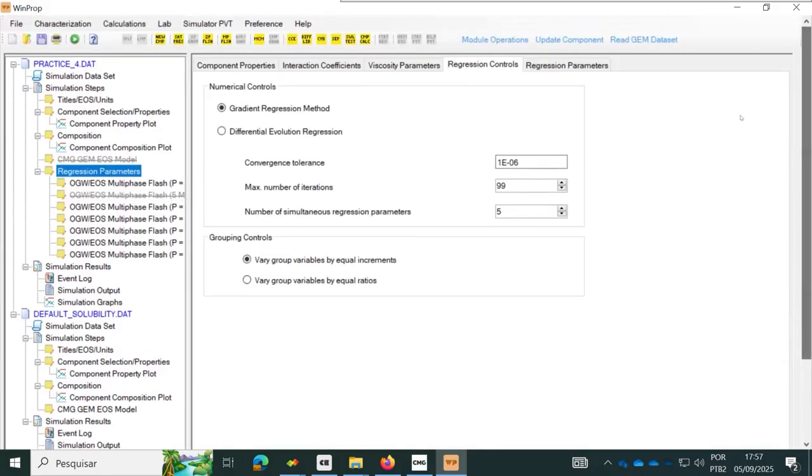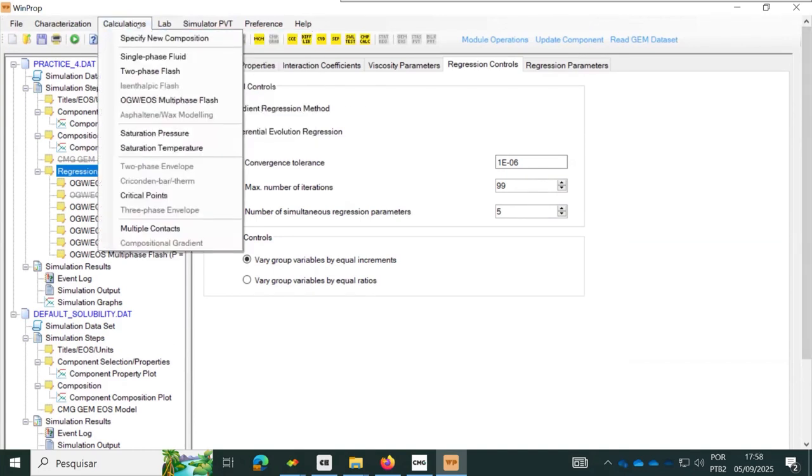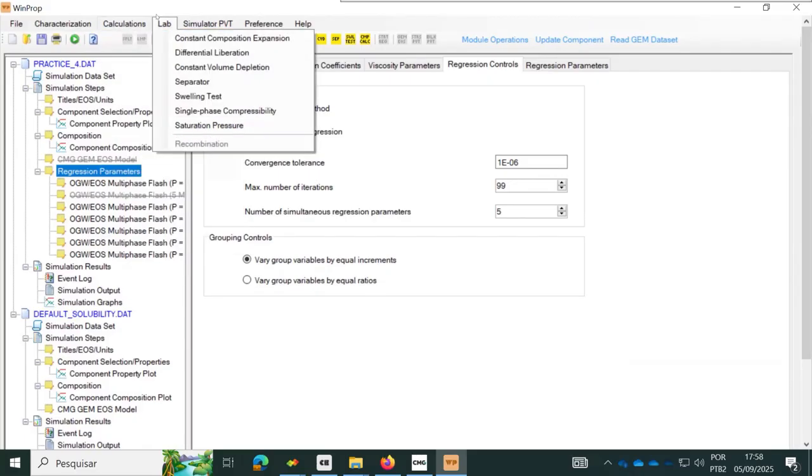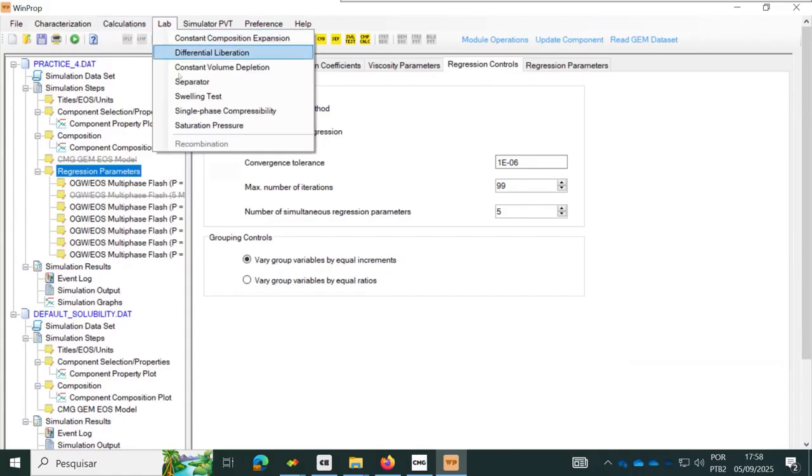So the calculation is done by this step. Let me show you. The calculations here are different. It's not clear in WinProp. It's a little bit hidden when you compare to the other lab experiments. All the lab experiments are in this part.